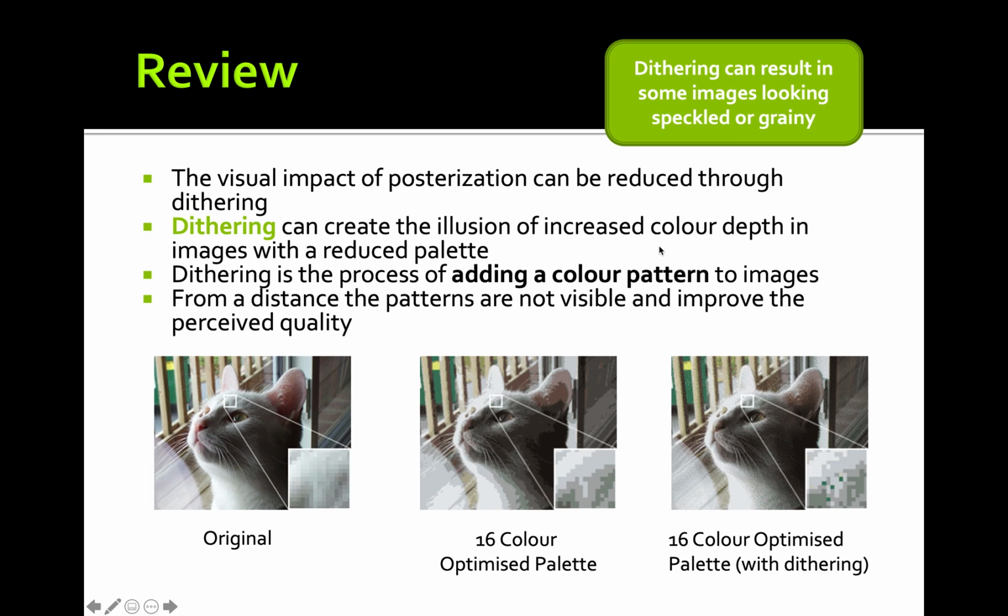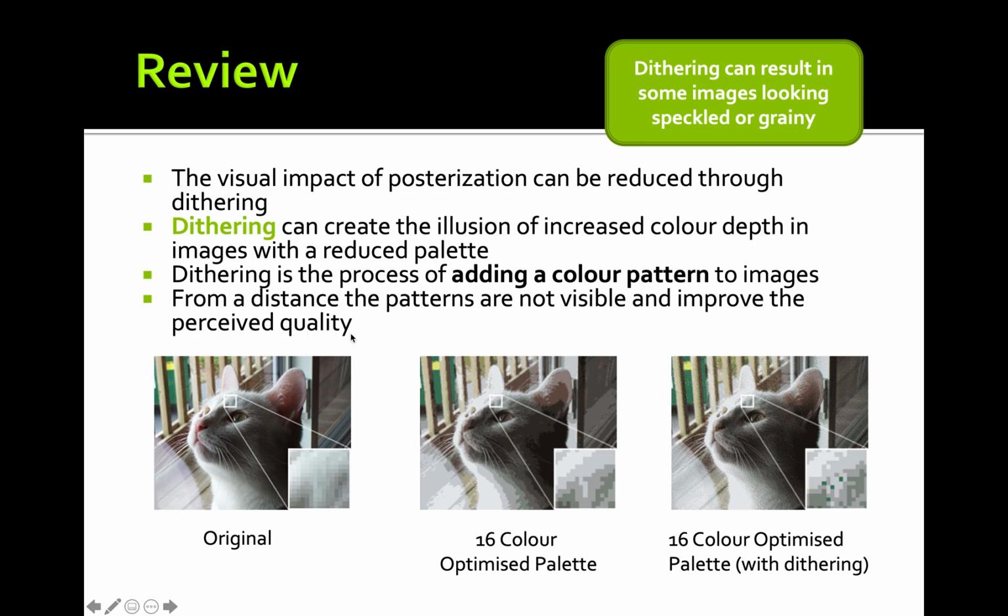Dithering can create the illusion of increased color depth in images with a reduced palette. We are trying to reduce the palette, the color information present there. This is an optimized palette, and on the other side the palette has a green color here, and these small dots of green are visible. But if we optimize that specific color palette, we can get rid of those green dots appearing on the forehead of that cat. From a distance, the patterns are not visible and the perceived quality improves.